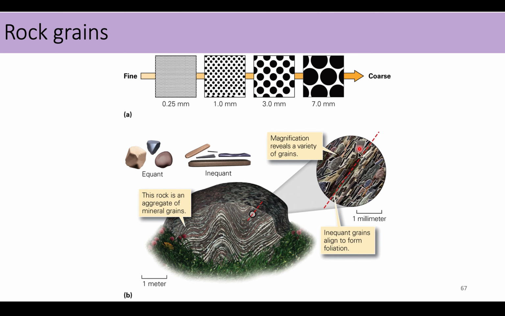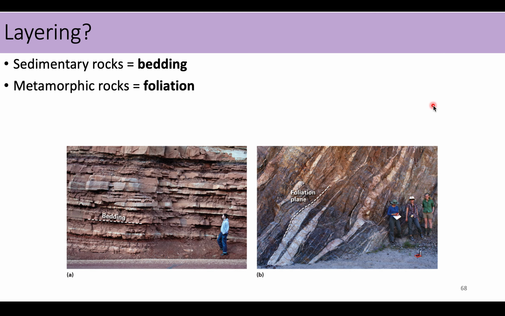You can also see on this rock here we have inequant grains, so they are not the same size and shape. Some are long and skinny, some look more rounded like a pebble, but they are relatively aligned. So they are sort of all in a line along this dashed red line here. These are some things that you would want to look at when you are trying to make note of a rock.